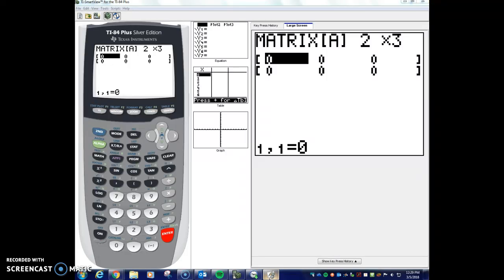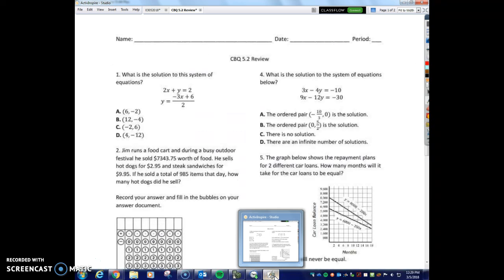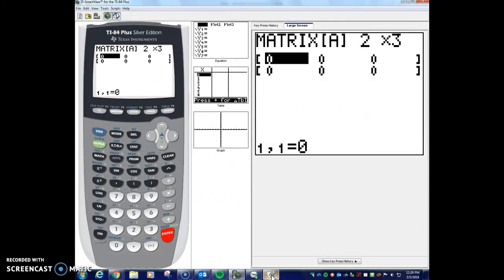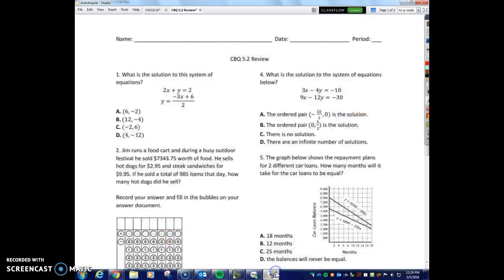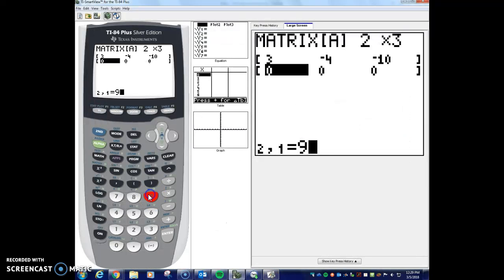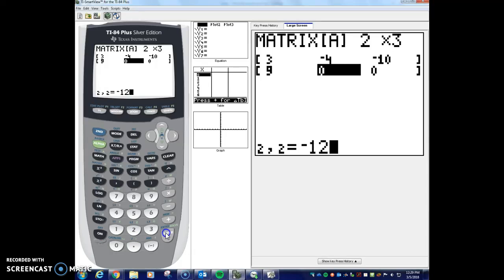Okay, and so my coefficients are 3, negative 4, negative 10. And my second row is going to be 9, negative 12, negative 30. And then remember, 2nd mode to quit.